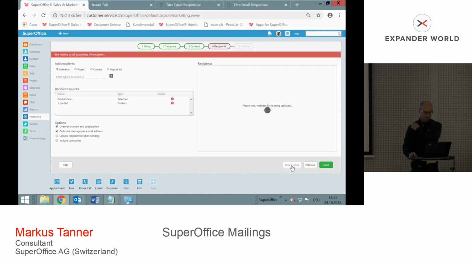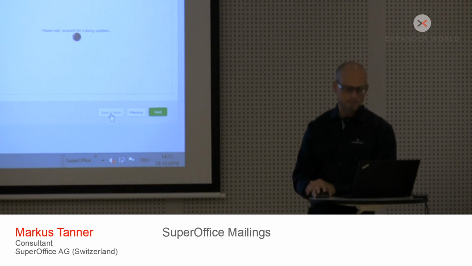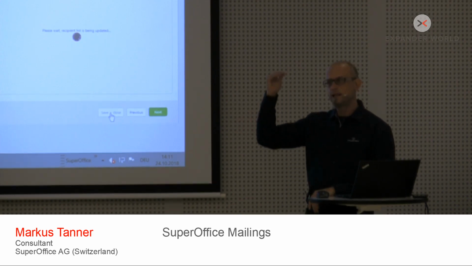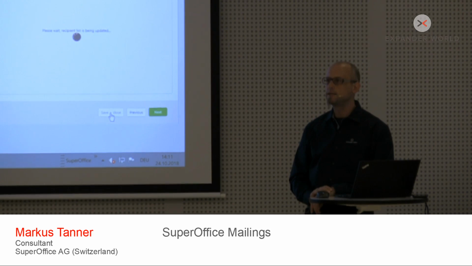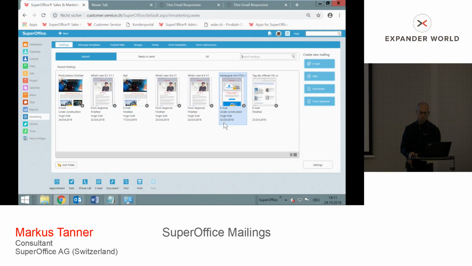So let's shortly wait until it's getting ready, and then we are on the last step, and then we can send it out. So that's a simple one of mailing. Nothing else happens. The mail will go out, every link will be tracked, and that's it. Nothing special. So let's save and close it and do it later, and open later on an existing mail.